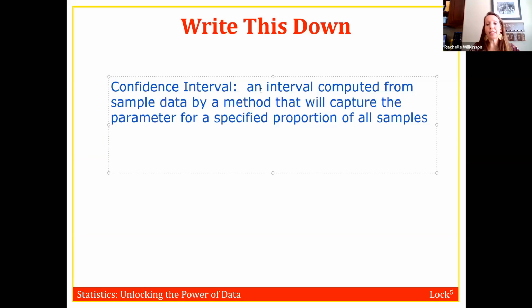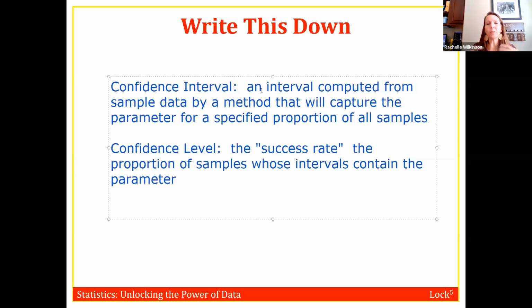All right, so again, it's going to be this interval where we're pretty sure that the population value is, and it's going to be based on a method that we're going to be able to know how correct that method is. So that's what it's talking about with this specified proportion of all samples. Using this method, we're going to know what percent of the time we're going to be correct. So the confidence level, next term, is going to be our success rate. It's the proportion of all intervals or all samples whose intervals contain the parameter.